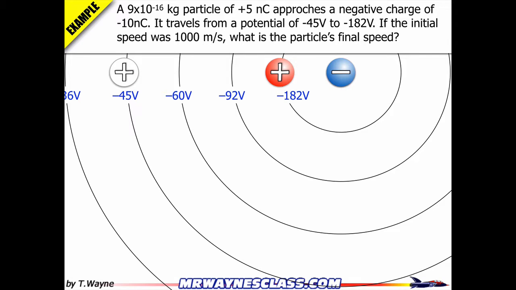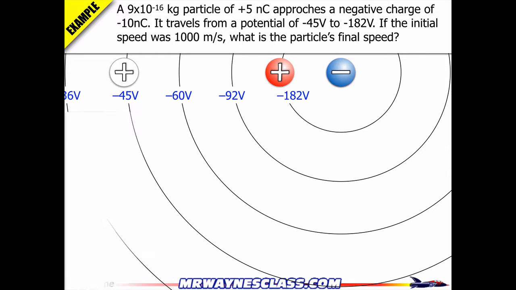This is the video solution to an equipotential example problem. A 9 times 10 to the negative 6 kilogram particle of 5 nanocoulombs approaches a negative charge of negative 10 nanocoulombs. It travels from a potential of negative 45 volts to negative 182 volts. If the initial speed was 1,000 meters per second, what is the particle's final speed?